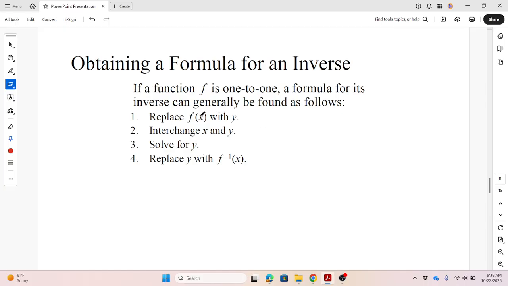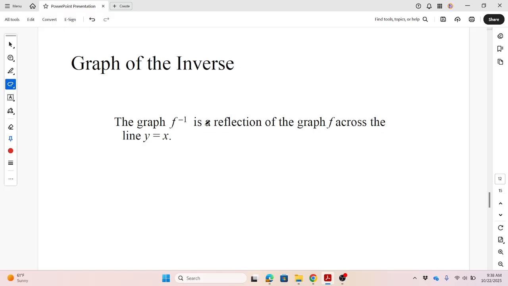First of all, you replace the function by y, you interchange x and y, and you solve for y, and finally you give that y the name f inverse of x, which is the inverse. Okay, you can plot the graph of the inverse. Whenever you plot the graph of the inverse, it's just switching the x and y coordinates. You can just switch the x and y coordinates of the original graph, and it's going to give you the graph of the inverse.